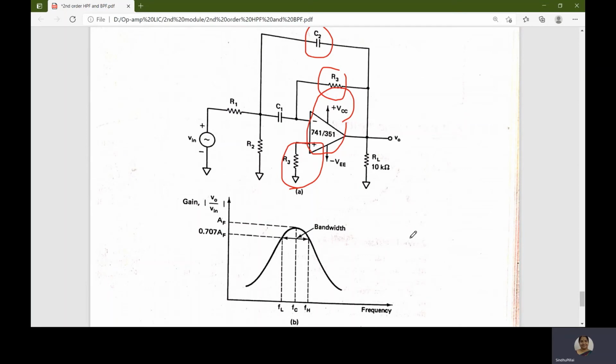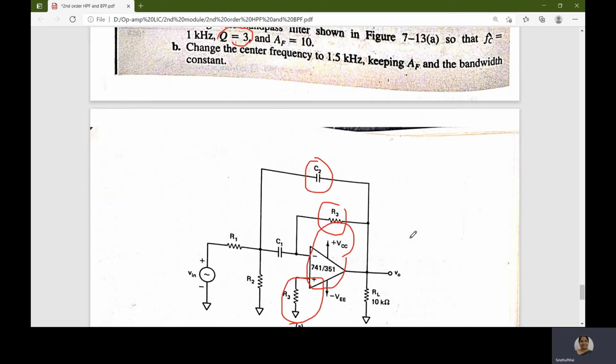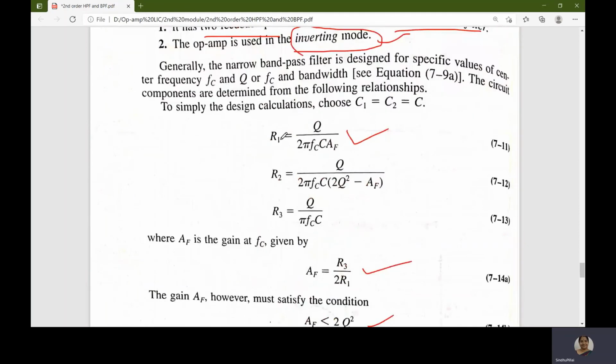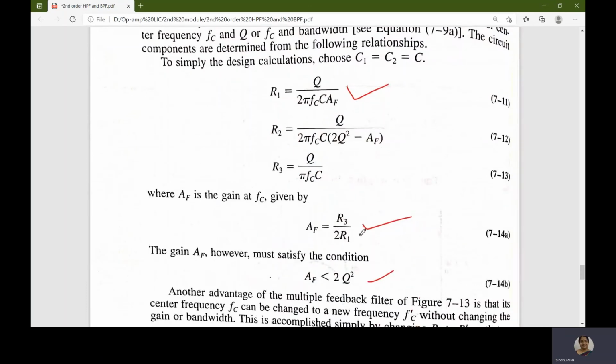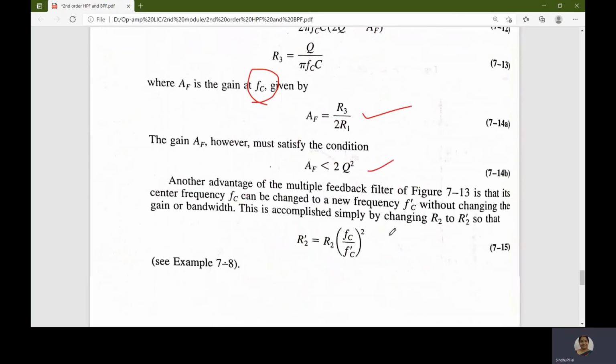The three values are found by using the formulas. R1 is Q divided by 2 pi FC C into AF, and one more formula is for R2, and R3 is Q divided by pi FC into C. And the gain AF is equal to R3 divided by 2R1. See, this is the gain at center frequency FC. It is R3 divided by 2R1.